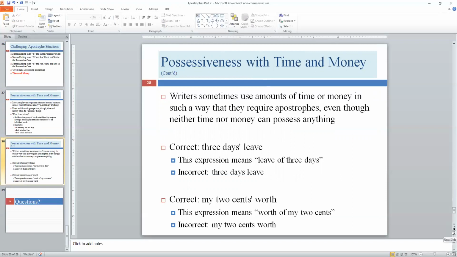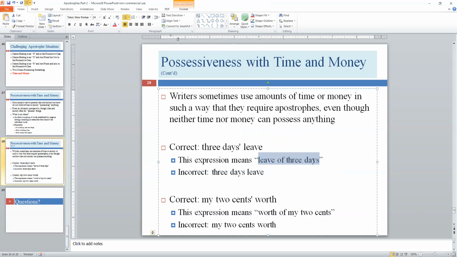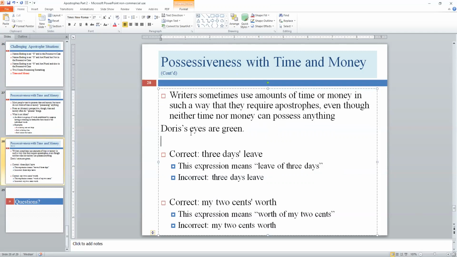Writers sometimes use amounts of time or money in such a way that they require apostrophes, even though literally neither the time nor the money are possessing anything. For example, we could say, he was given 3 days' leave. What we mean is leave of 3 days. And you may recall this was the expression that we talked about. Let's just go back here. So we'll say Doris's eyes are green. Okay, well what we mean is the eyes of Doris are green. That's the other way of doing a possessive expression, by using the of blank construction.